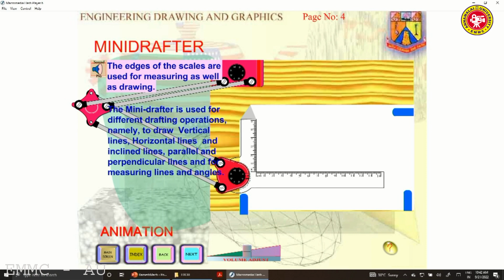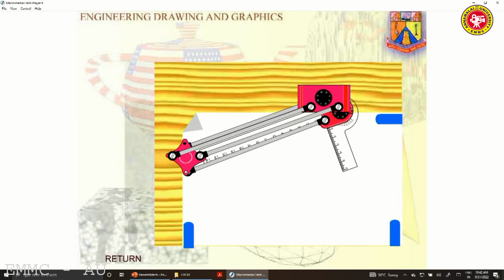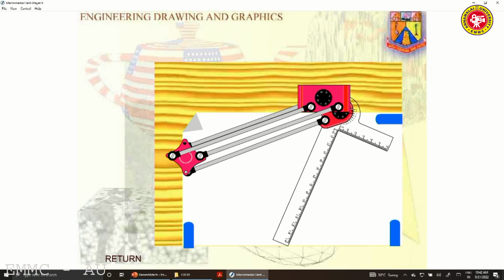So the edges of scales are used for measuring as well as drawing. So here we are using this mini drafter, used for different drafting operations, namely to draw vertical lines, horizontal lines, inclined lines, and parallel and perpendicular lines. It is also used for measuring. Let's see the animations. In these animations, try to see how the mini drafter works.